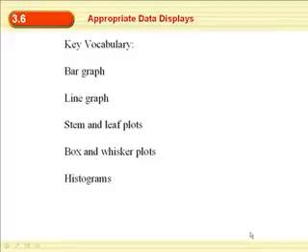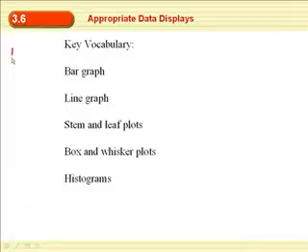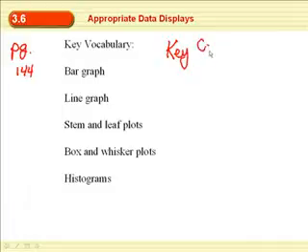Alright, this is 7th grade math 3.6, which is going to be kind of a culmination of everything we've learned now. We're going to take what we've learned with graphs and apply them. This is on page 144, and we're going to kind of pull double duty with the key vocabulary and the key concept right here. They're basically the same things.